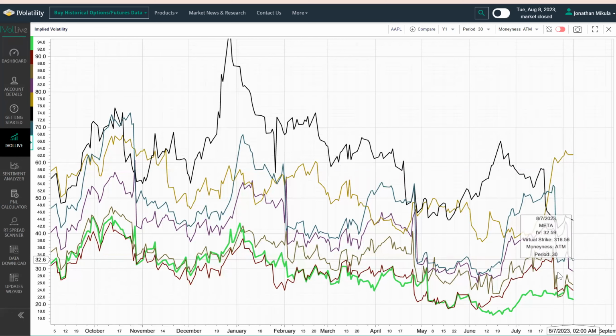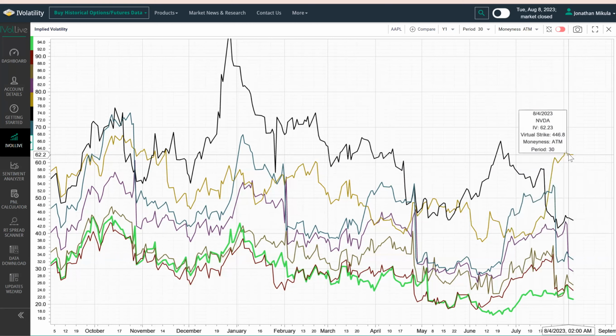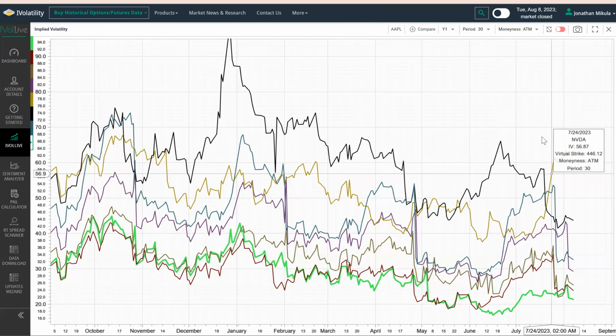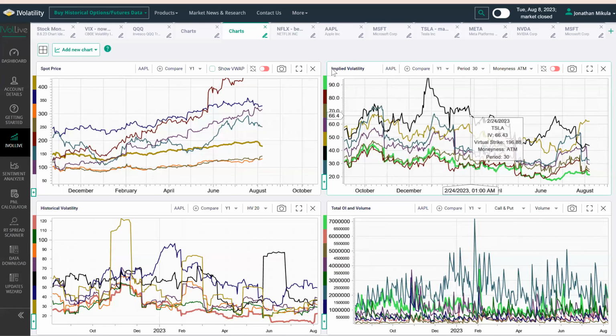And then these other names are kind of in the middle: Meta, Amazon, and Tesla. They're kind of medium priced options at this point. So with this one chart, we know NVIDIA out of this group will have the most expensive options, and Apple will have the cheapest options. So if we're buying or selling, that could really impact our decision. So that's what I like to use the implied volatility chart for. It tells me what's cheap and what's dear.